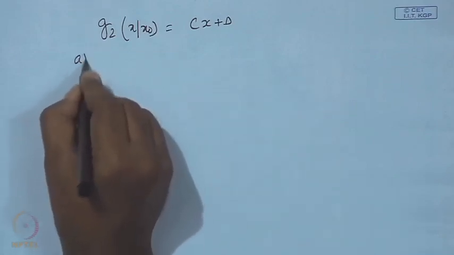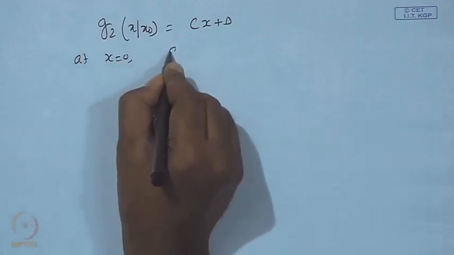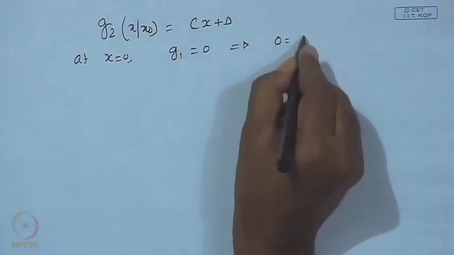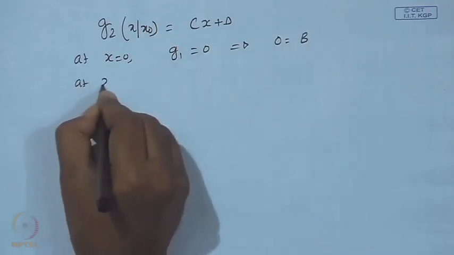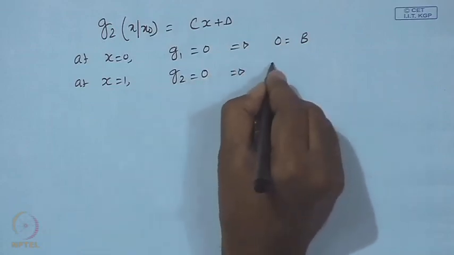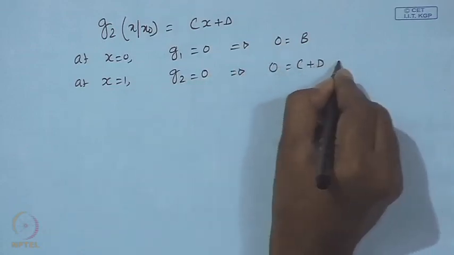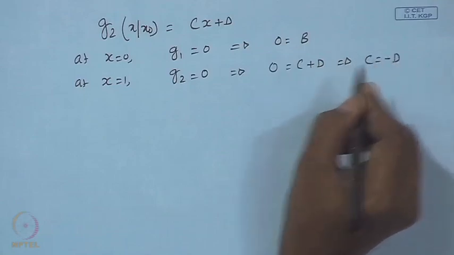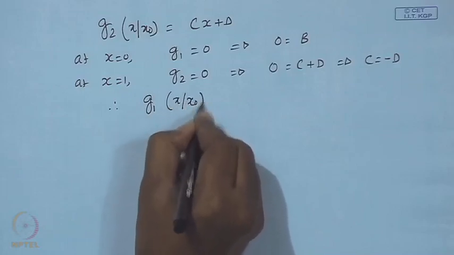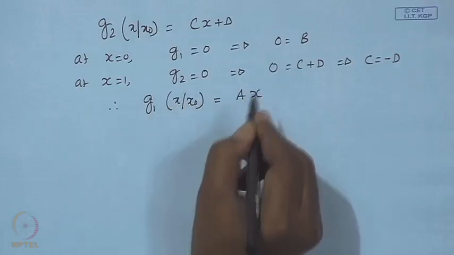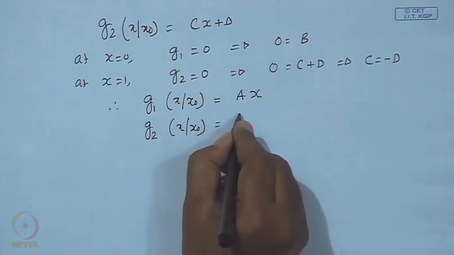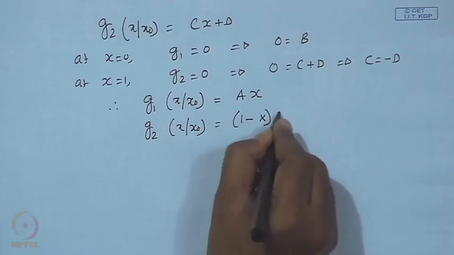Now, at x is equal to 0, we have g 1 is equal to 0. So, therefore, 0 is equal to b, and at x is equal to 1, we have g 2 is equal to 0, that means 0 is equal to c plus d. So, therefore, c is equal to minus d. So, we have g 1 for x less than x naught is nothing but a x, and g 2 for x greater than x naught will be nothing but 1 minus x times d.